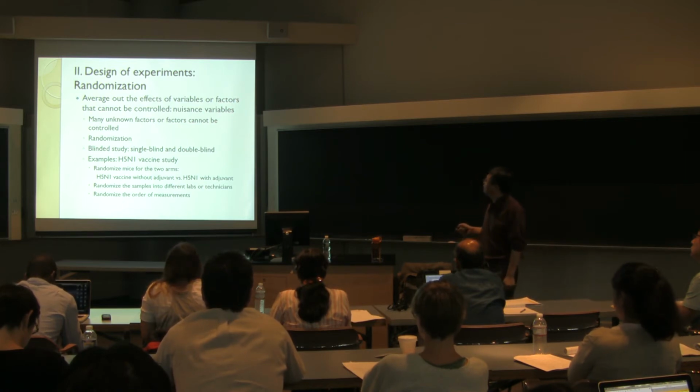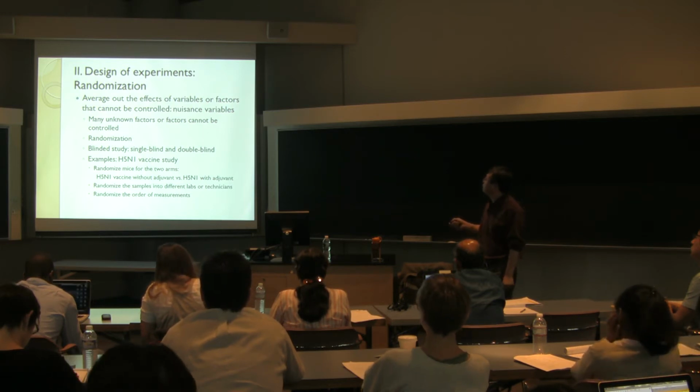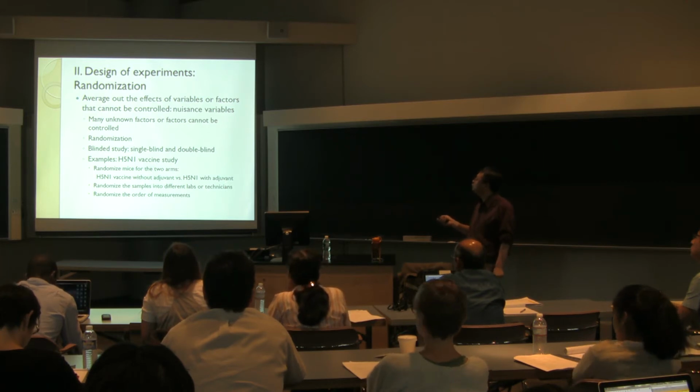randomization. And for this H5N1 vaccine study, I also mentioned this. You try to randomize the mice into the two arms. One arm is the vaccine without adjuvant, which is the control. Another arm is the vaccine with adjuvant. So you try to randomize these mice into these two groups.